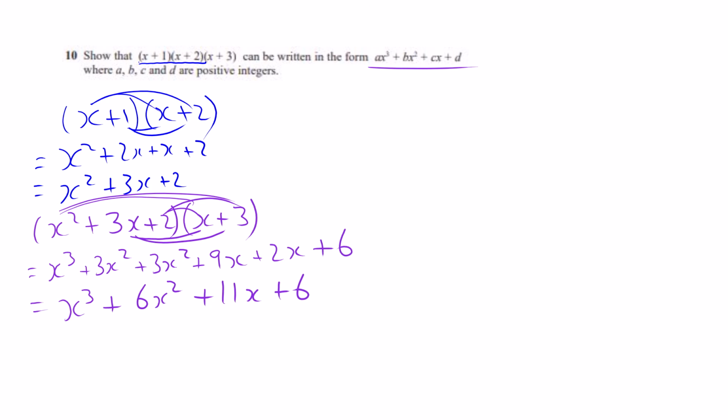And let's have a look. Is this in the form we want? It looks like it, because a is 1, b is 6, c is 11, and d is 6 as well. So brilliant, they're all positive integers, and that's good. So we've quickly gone through questions 1 to 10.